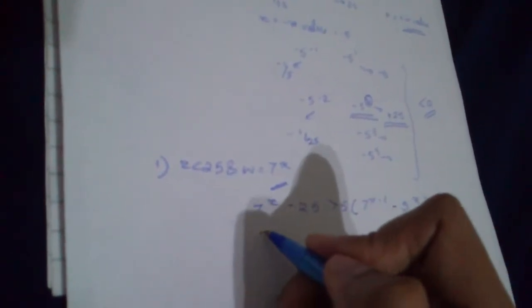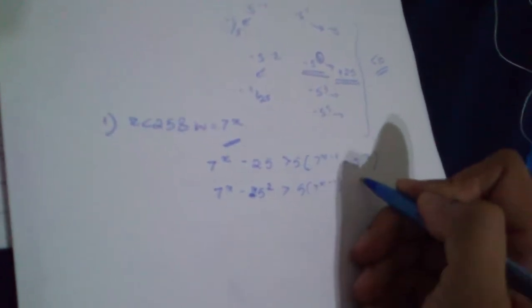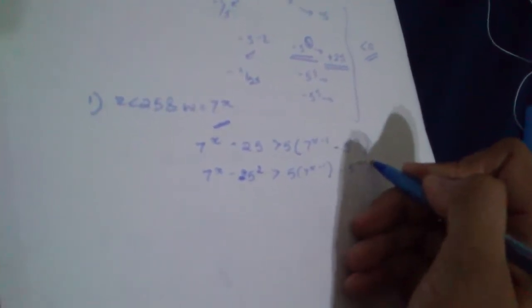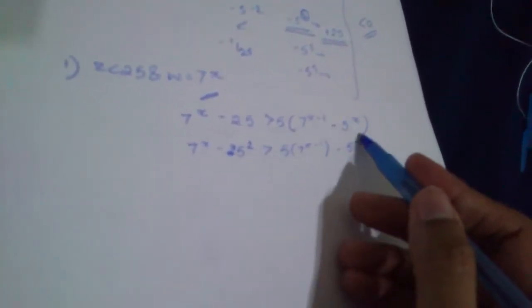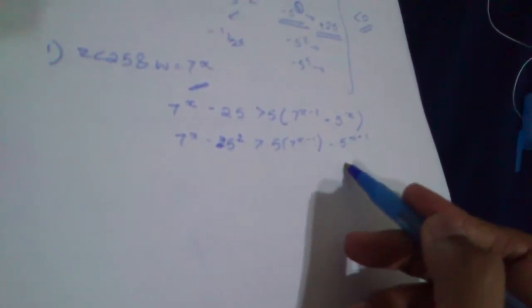This is the question, correct? Now let's expand this. 7 raised to 25, let's make 25 5 square, greater than 5 into 7 raised to x minus 1 minus 5 raised to x plus 1. Because you have multiplied this 5 with this 5x, it's going to become 5 raised to x plus 1. Till here it's clear. Now let's see how we're going to solve it further.